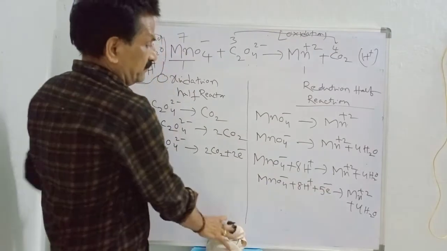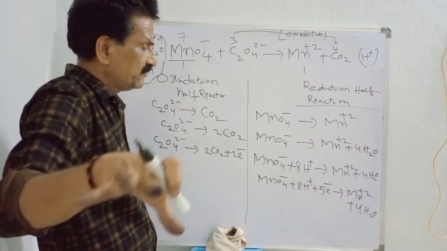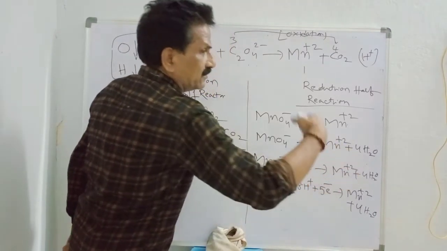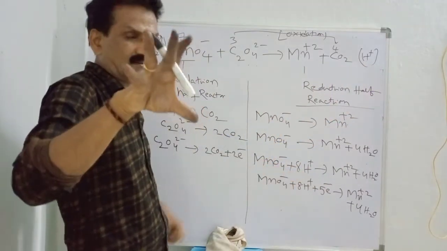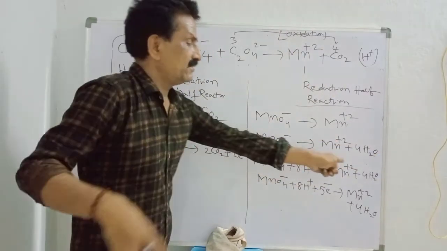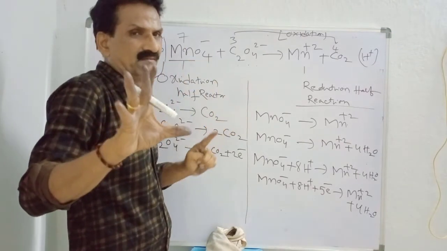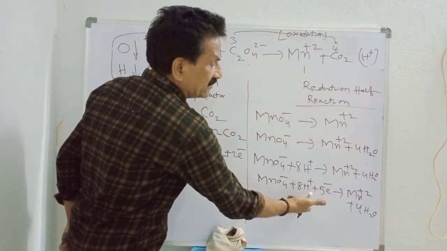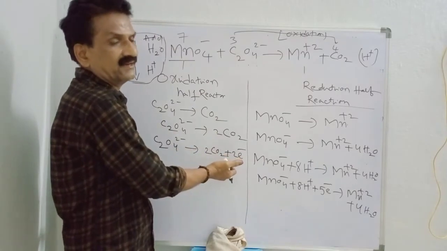So here students will face some difficulty. To overcome the difficulty, 8 plus 1 minus 7 plus, here plus 2, cancel, only 5 electrons are there. Plus 2 cancels, 5 electrons are there. What happened? Only 5 electrons. So you have to add 5 electrons. This is reduction: add electrons on the left hand side. If it is oxidation, add electrons on the right hand side.